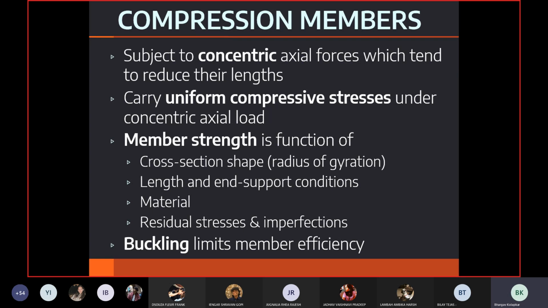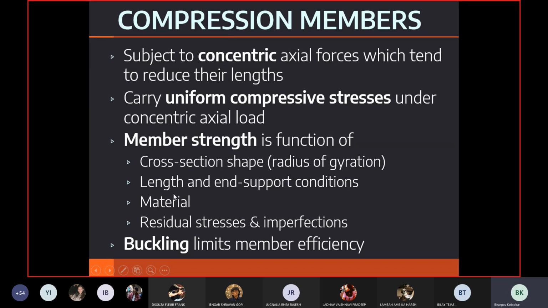Similarly, radius of gyration is the measure of buckling strength of a member. So higher the value of radius of gyration, higher is the buckling strength of the member. So here, in addition to the area of cross section, the radius of gyration affects the strength of a compression member. Then length. Now, how does length affect?